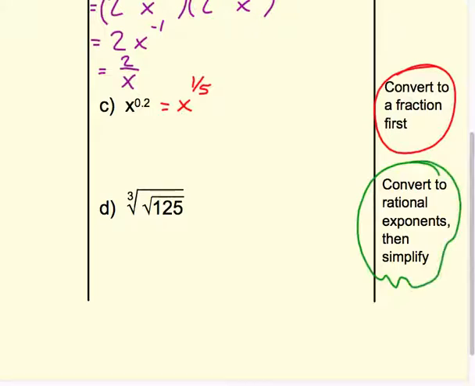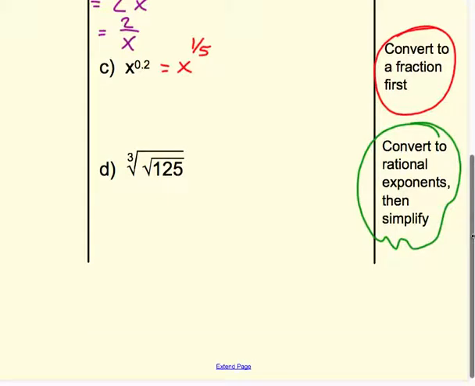Not sure what happened with my circle there. So we have the cube root of the square root of 125. So start on the inside and work your way out. First, we have the square root of 125, or 125 to the 1/2 power. And then we have the cube root of all of that, or the 1/3 power. So our power of a power rule is that we multiply our exponents. So we have 125 to the 1/6 power.